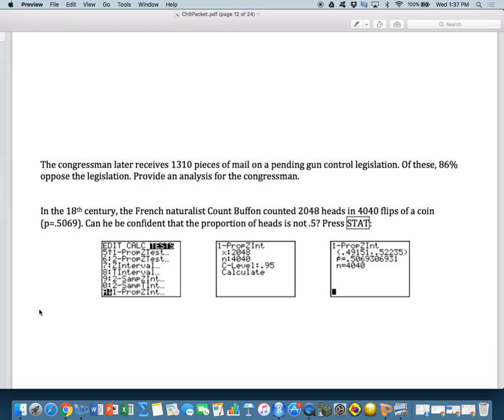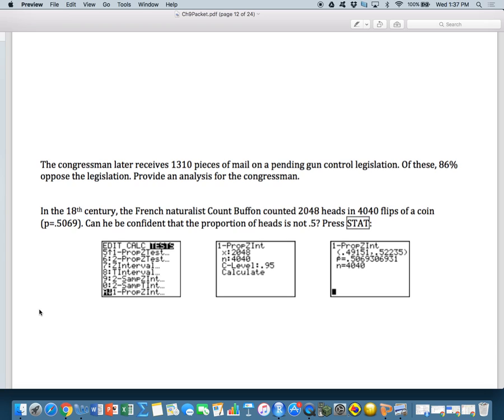Can he be confident? No. Why not? 0.5 is in the interval. Yeah. The proportion of heads being 0.5 is possible based on our interval, or is reasonable based on our interval. Give me an interval where he could be confident that the proportion of heads is not 0.5. So make up an interval, is what I'm saying. 0.51 comma 0.52. Yep. He can be confident that the proportion is not 0.5 because it's not in the interval.